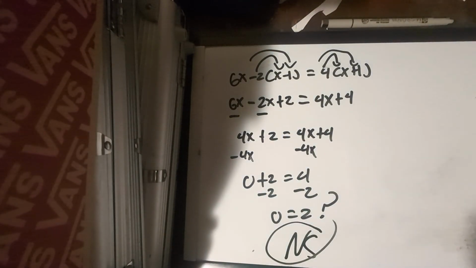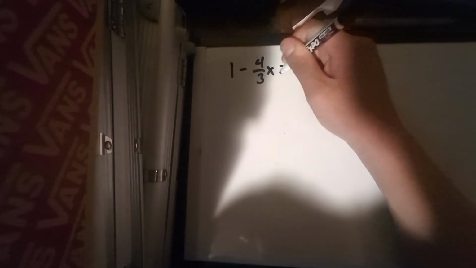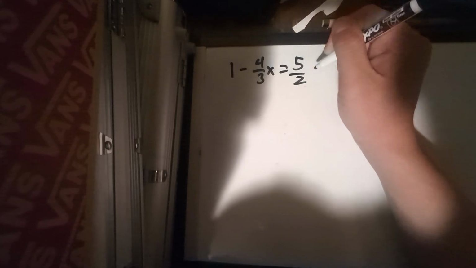Yippee! Okay, next one. Let's go ahead and erase this guy real quick. So that is 3A. Let's go ahead and do 3D. 3D is going to look like this. Oh, my bad, 3B. Sorry, I've been saying probably D the whole time. It's 1 minus 4 over 3x equals 5 over 2.